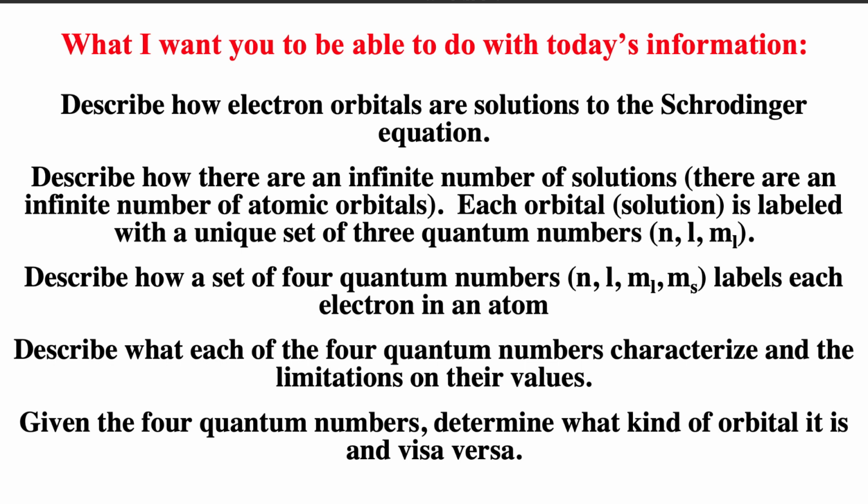You should be able to describe what each of the four quantum numbers characterize and the limitations on their values. And given the four quantum numbers, determine what kind of orbital. And given the type of orbital, you should be able to determine what the corresponding quantum numbers are.